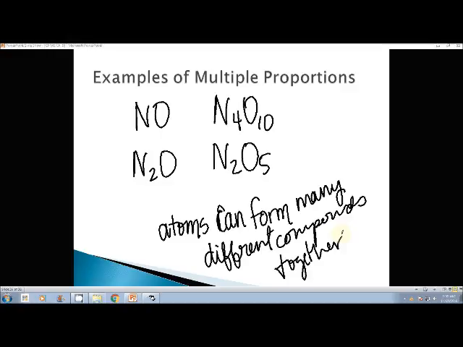But it's different than the definite proportions, because we aren't saying that these are all the same compound with the same name. That's not what multiple is saying. Multiple is saying that they can just be combined in many different ways. All right?